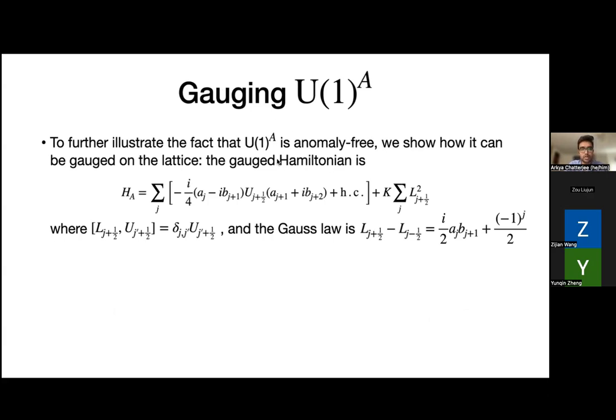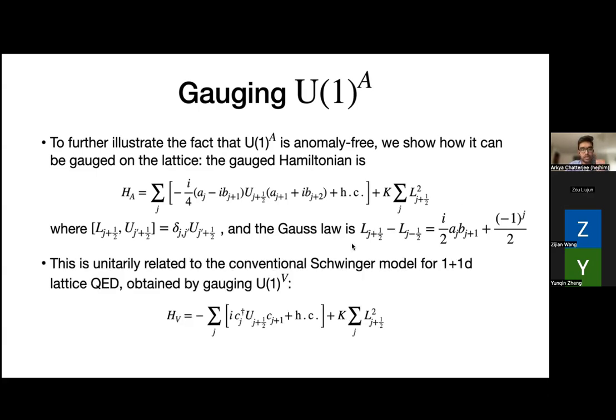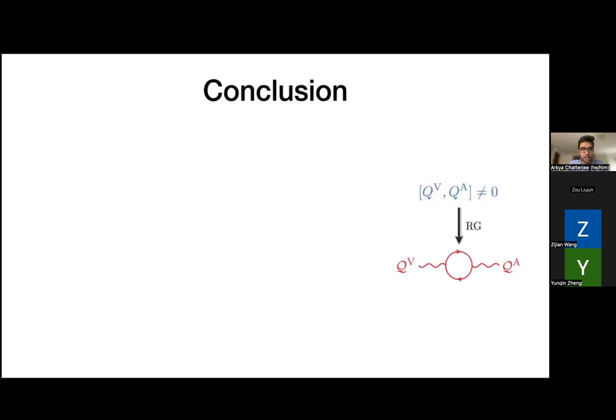I'm not going to go over this right now, but the gauged Hamiltonian looks like this, and it's unitarily related to the conventional Schwinger model for 1+1D lattice QED. So you gauge either U1 axial or U1 vector, you get a lattice model that represents a lattice regularization for 1+1D QED. Okay, let me just conclude here because I'm out of time.